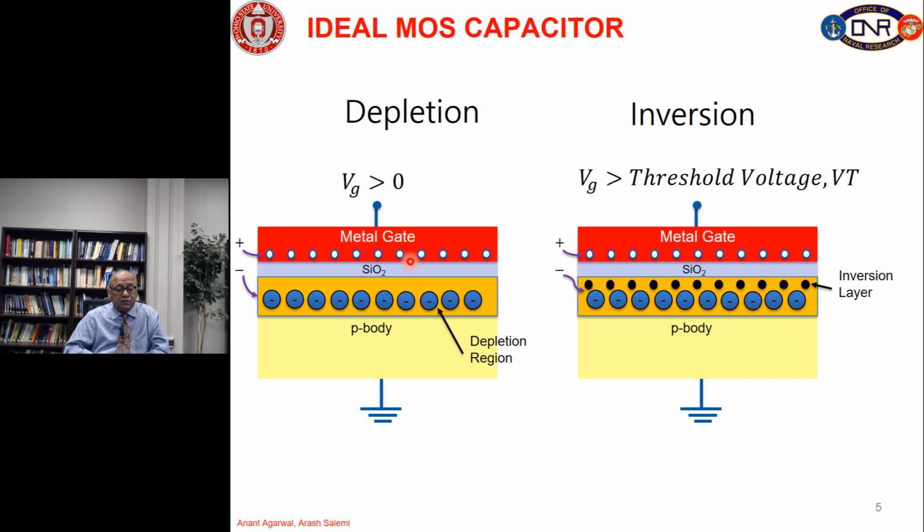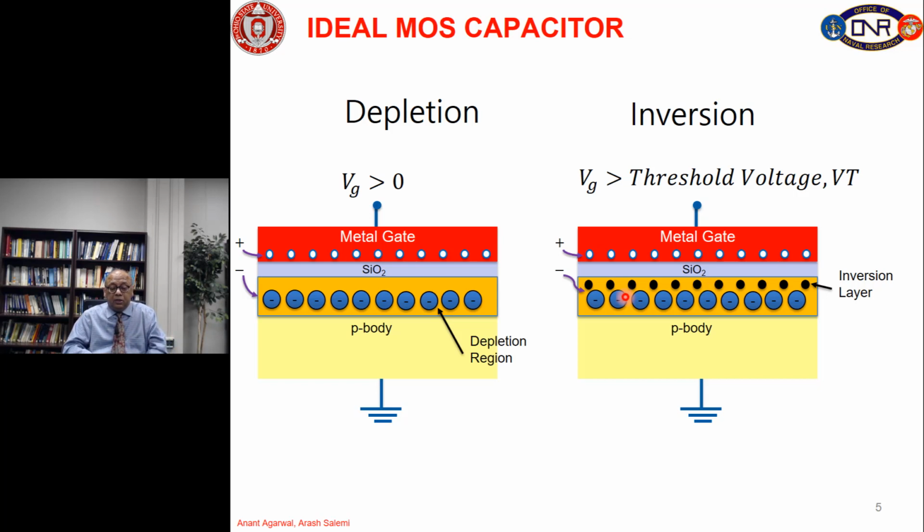Basically, we have 2 capacitors in series here, the capacitance of the oxide and the capacitance of the depletion region. Then if we keep increasing the gate voltage above a certain value, which is called the threshold voltage, then we achieve a condition which is called inversion. So, what happens is that this depletion region keeps expanding and then stops, and then we get additional negative charge here in the form of free electrons.